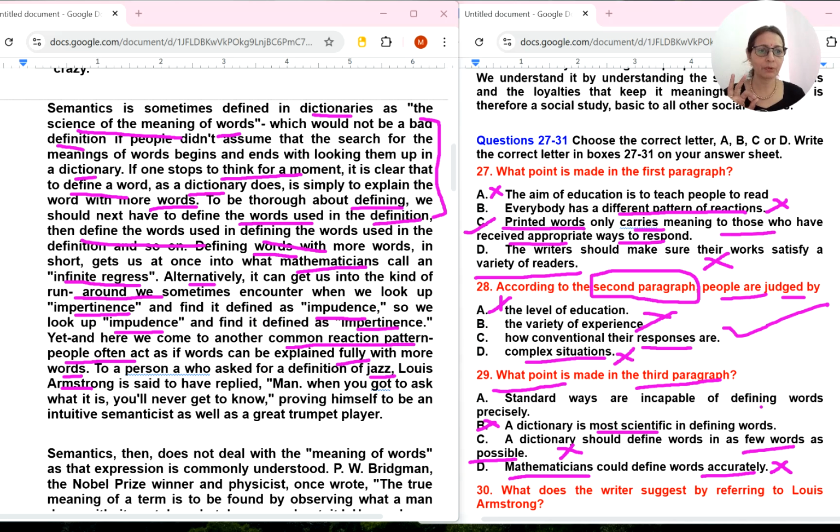Standard ways are incapable of defining words precisely. Standard ways means they were talking about looking in a dictionary, for finding the meaning of any word. So defining words with more words, in short, gets us, and here they are also talking about defining the words used in defining the words used in the definition. I think this is a confusing kind of situation, so that's why they have given this as the answer. It is given as short also, so that we can select it.